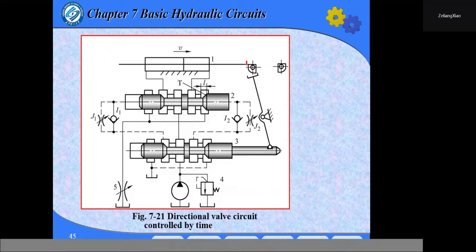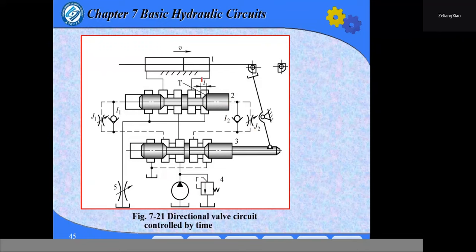First, we can see the components. One is the hydraulic actuator, and two is the main directional valve. This is the pilot valve. J1 and J2 are both throttle valves. This is the actuator, and four is the relief valve. I2 and I1 are the check valves.